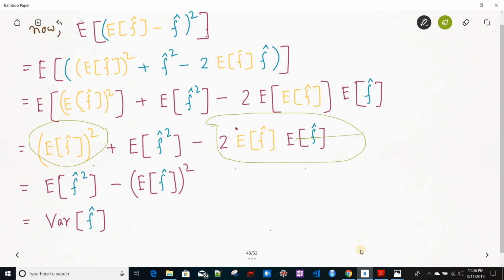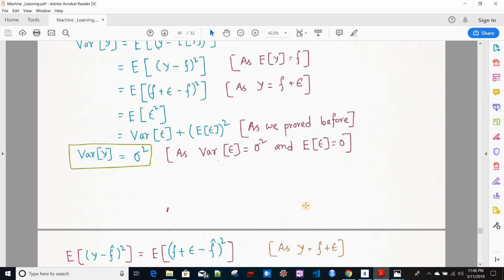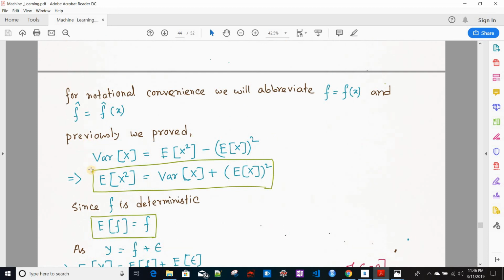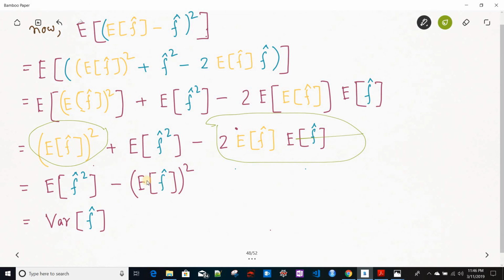Now if you see, this is actually the variance term. If I just look at the variance formula, previously we determined that variance of x is expected value of x squared minus expected value of x whole squared, right? So that is what we have over here. That means I can directly write this one as variance of f bar.